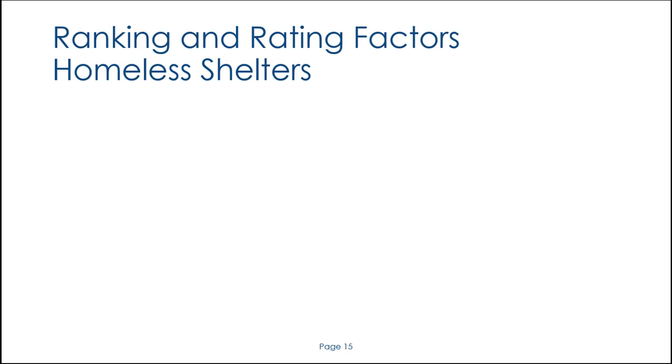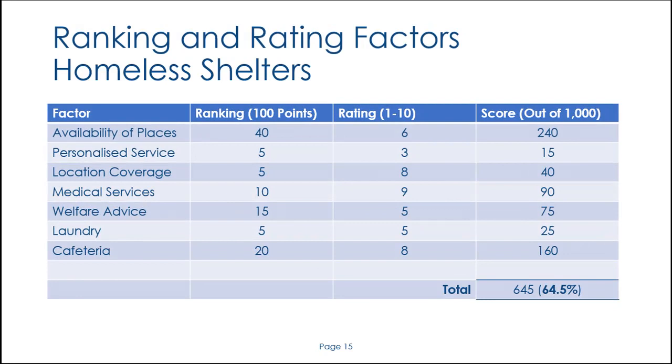And then finally, to complete the exercise for this individual client's results, you multiply the score for the ranking by the rating. So the first line is 40 times 6, which is 240. 5 times 3 is 15. 5 times 8 is 40, and so on. So I've just multiplied the ranking score by the rating score to get a total score.